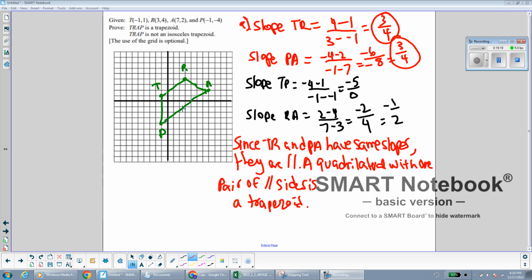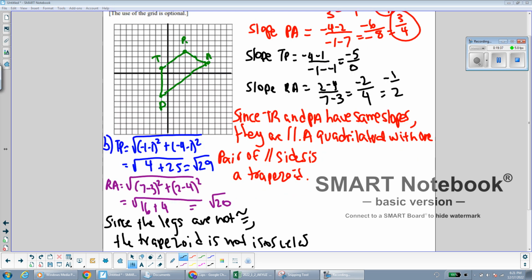For part two, we want to show that the trapezoid is not isosceles, so we have a couple of options. Either we can show that the legs are not congruent, or we can show that the diagonals are not congruent. I'm just going to show that the legs are not congruent, so I would have to use the distance formula to do that. When I did the distance formula for the two legs, I found that they have different lengths, so they are not congruent. And since the legs are not congruent, the trapezoid is not isosceles.